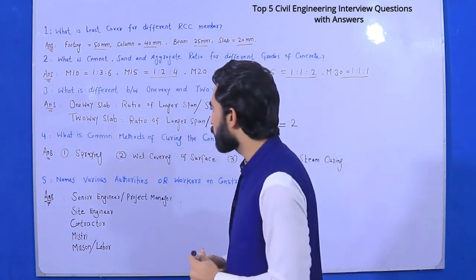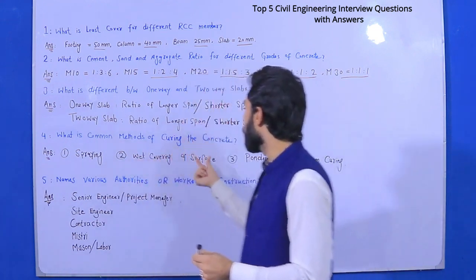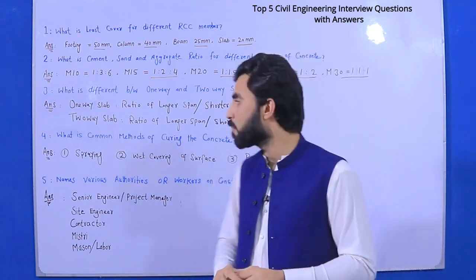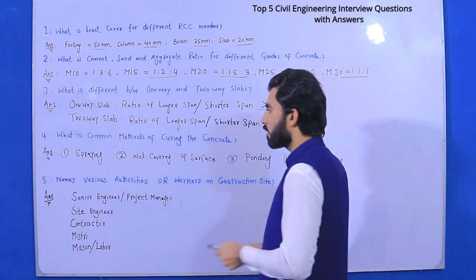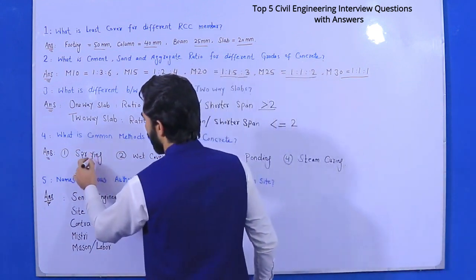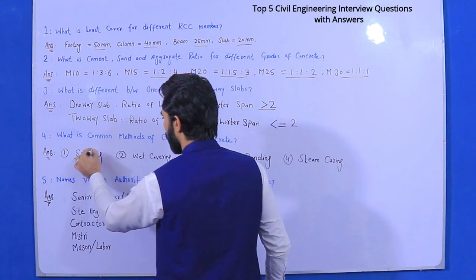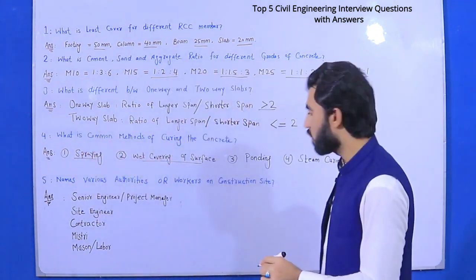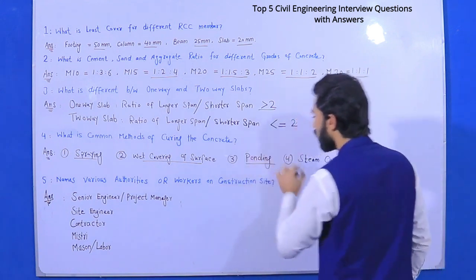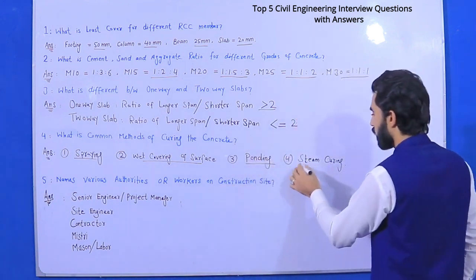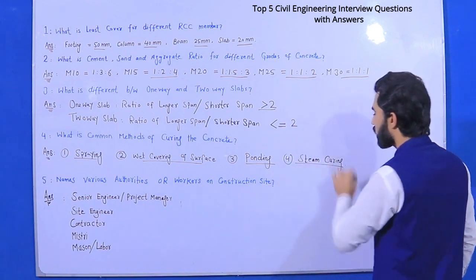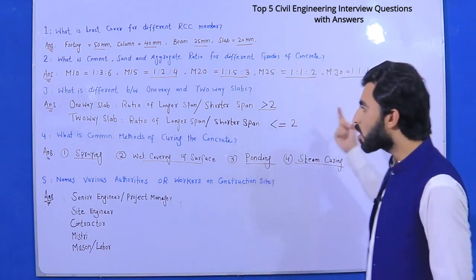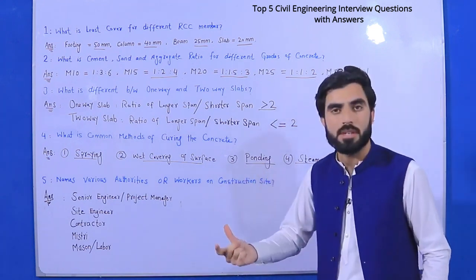Guys, the fourth one is, what are the common methods of curing the concrete? Okay. So the common methods are spraying. Second, wet covering of surface. Third, ponding method. Fourth, steam curing. So these are 4 common methods of curing the concrete.